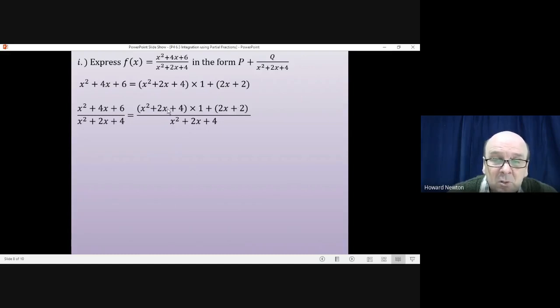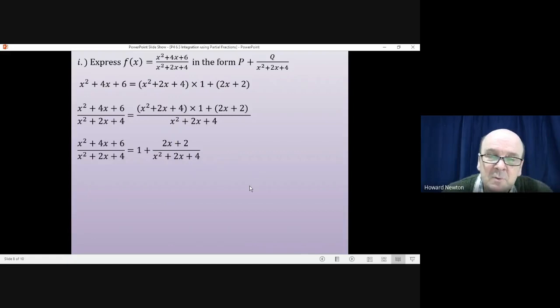These will cancel with each other. So x squared plus 2x plus 4 cancels with the x squared plus 2x plus 4 on the bottom. And we get 1 plus, and we've still got 2x plus 2, divided by the x squared plus 2x plus 4. And that is in the form they've asked for. So p would equal 1, and that would be the quotient, and q would equal 2x plus 2. And that would be the remainder when we carry out the division.